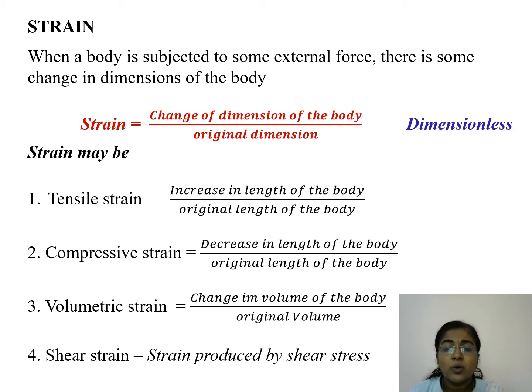You may come across volumetric strain when there is a change in volume of the body. Due to the application of the force, if there is a change in volume of the body, the ratio of change in volume to original volume is the volumetric strain. And shear strain occurs when shearing forces are there. We can see that in detail by explaining shear stress.